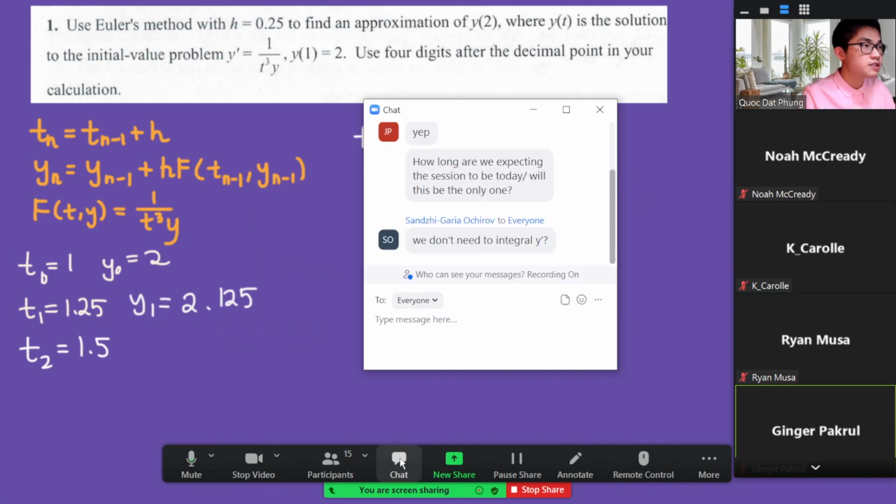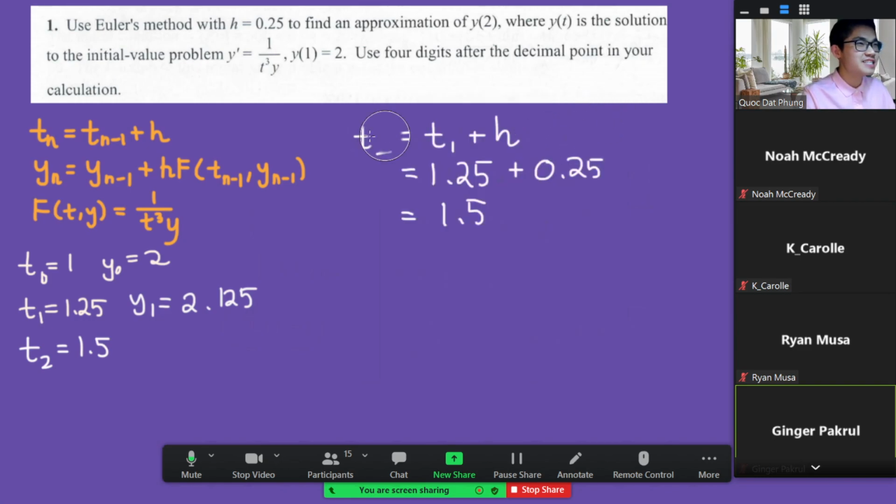Okay, I see one question in the chat. Why don't we need the integral of y prime? Well, we do need it. We do need it. Okay, and you'll see in a second when we use it.